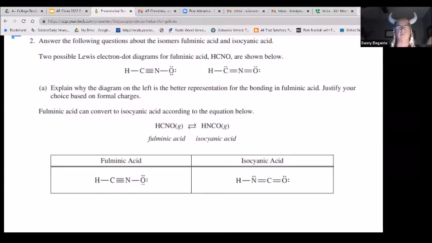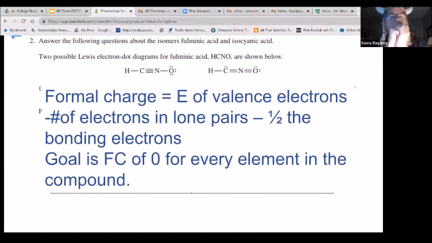So, oh man, what is formal charge? Well, it's been a while, right? It's been since like unit 2. So let's remember what that is. Formal charge is the number of valence electrons, not the E, the number of valence electrons, minus the number of electrons that are in lone pairs, minus half the bonding electrons.